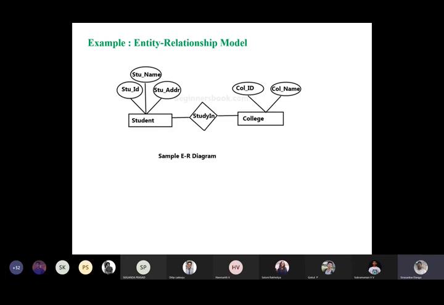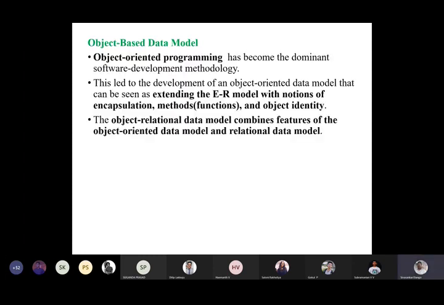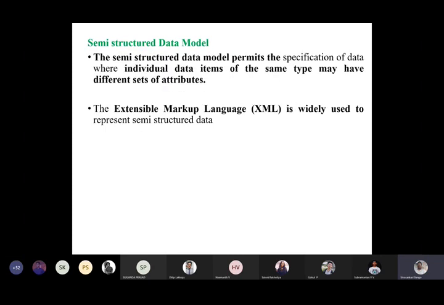An entity is an object of interest in a system, and an attribute is a property of an entity, right? Attributes are used to describe the entity, and there exists some relationship between the participating entities. We also discussed the object oriented relational model, which combines the features of both the object oriented programming paradigm and the relational programming paradigm. And finally, we discussed the semi-structured data model. XML is a popular language used for representing a semi-structured data model, where individual items of the same type may have different sets of attributes, right?